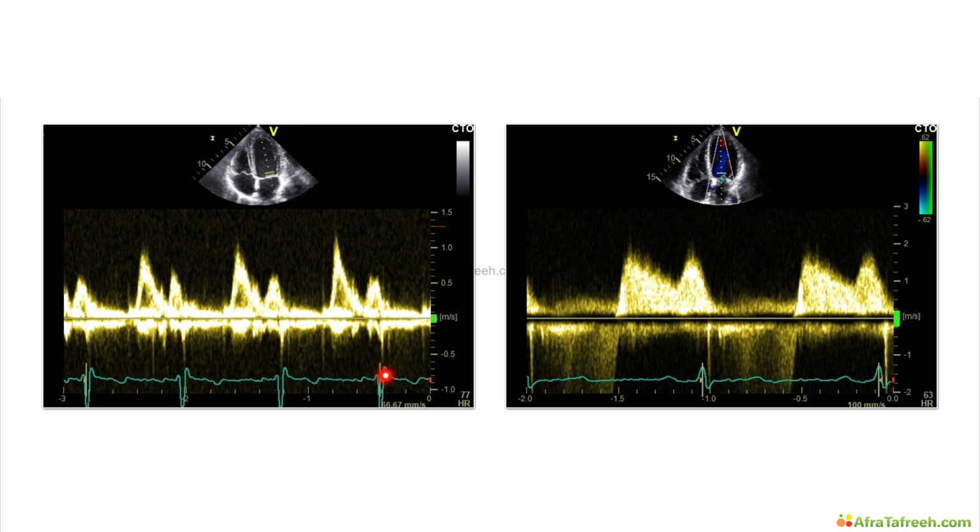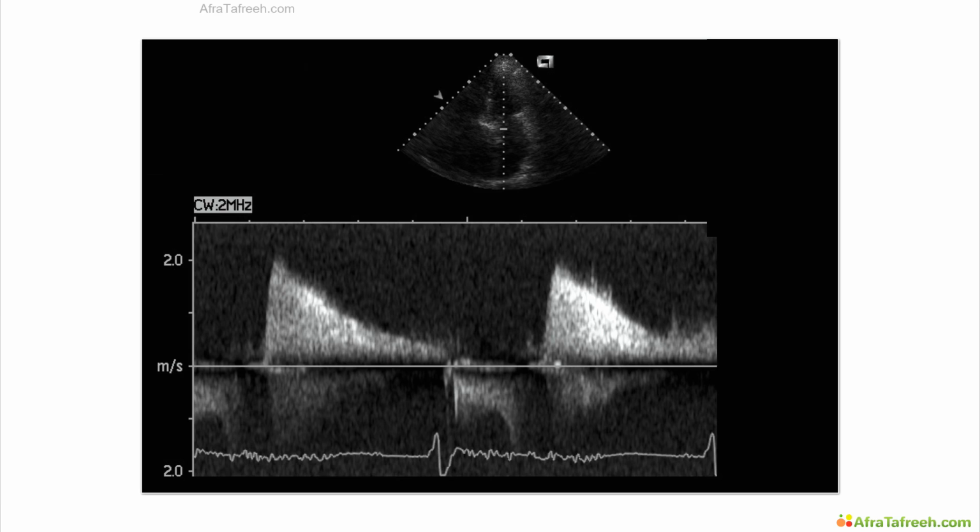Obviously the sweep speed is a little bit different here, so you cannot directly compare it, but nevertheless the shape looks completely different. What about this spectrum here? In a different patient, something is missing here. It is the A wave.